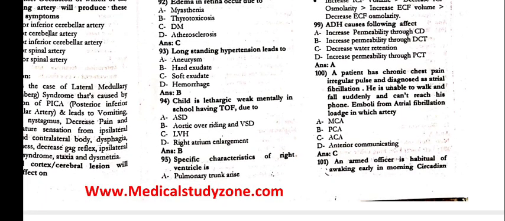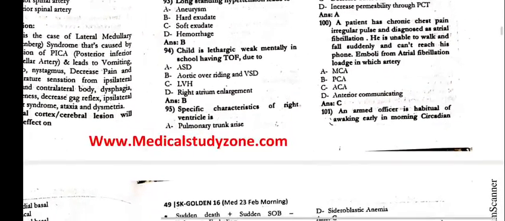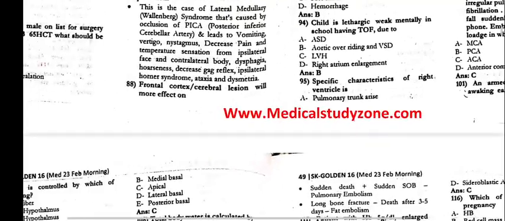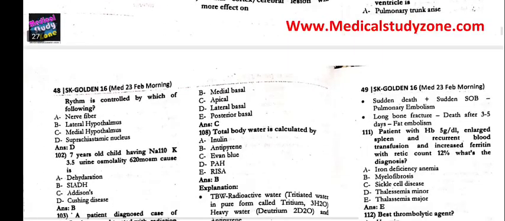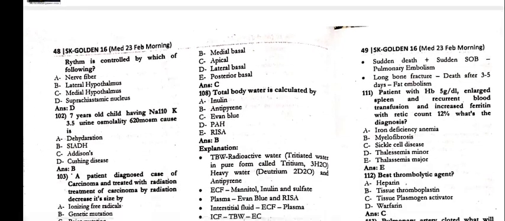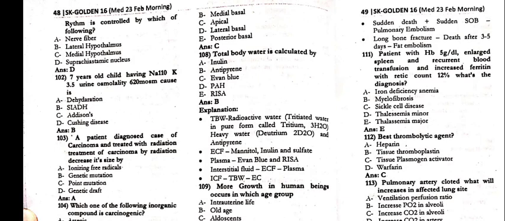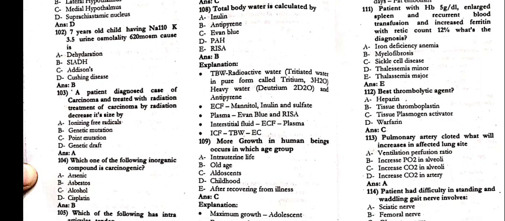100, a patient has chronic chest pain, irregular pulse and is diagnosed with atrial fibrillation. He is unable to walk and falls suddenly and cannot reach his phone. Emboli from the atrial fibrillation lodge in which of the following arteries? That is the anterior cerebral artery. 101, an armed officer is habitual of awakening early in the morning. Circadian rhythm is controlled by which of the following? Suprachiasmatic nucleus. 102, 7-year-old child having sodium 110, potassium 3.5, urine osmolality 620 milliosmol causes CR.